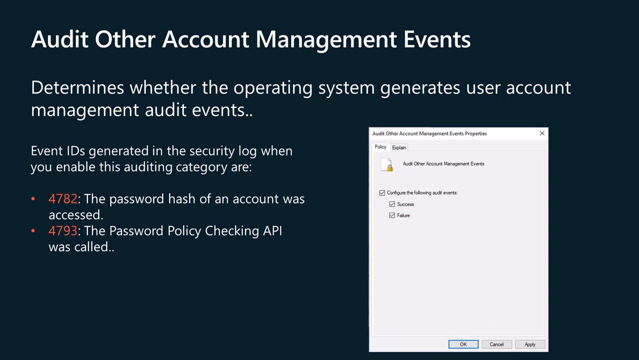The audit other account management events policy determines whether the operating system generates user account management audit events. Event IDs generated in the security log when you enable this auditing category are 4782, the password hash of an account was accessed. 4793, the password policy checking API was called.